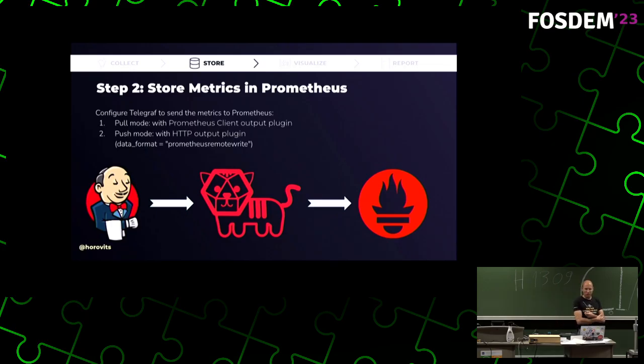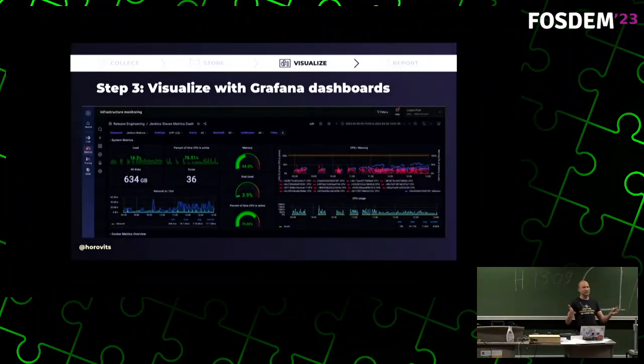Essentially, you need to configure Telegraf to send the metrics to Prometheus, and you have two ways to do that. You can do that in pull mode or in push mode. Pull mode is the default for Prometheus. Essentially, you configure Telegraf to expose a /metrics endpoint, and then it can be exposed for Prometheus to scrape from. If you want to do that, you use the Prometheus client output plugin. Or if you want to do it in push mode, then you use the HTTP output plugin. Just an important note, make sure that you set the data format to Prometheus remote write.